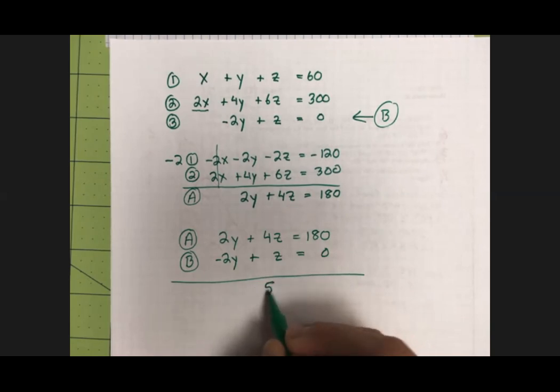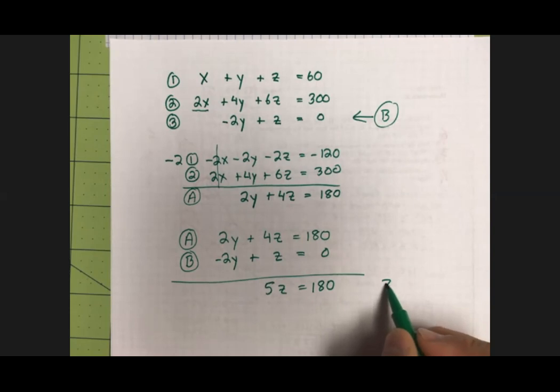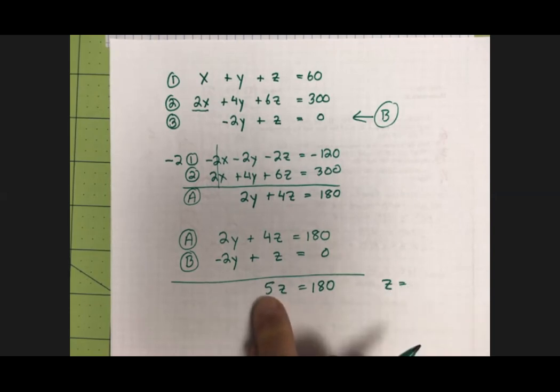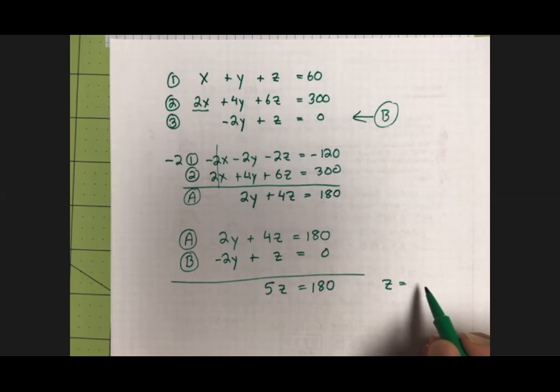No y's, five z's is 180. So it says to me that Z must be 180 divided by 5. 150 is 30 fives. 30 more got 6 fives. So whatever you do, calculator, paper and pencil, I don't mind. Slide rule. Abacus. Abacuses are kind of cool. 36.